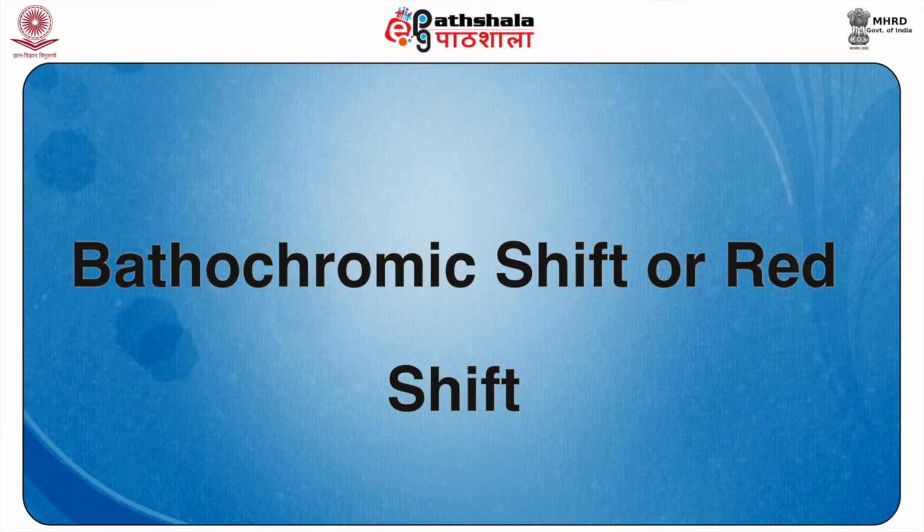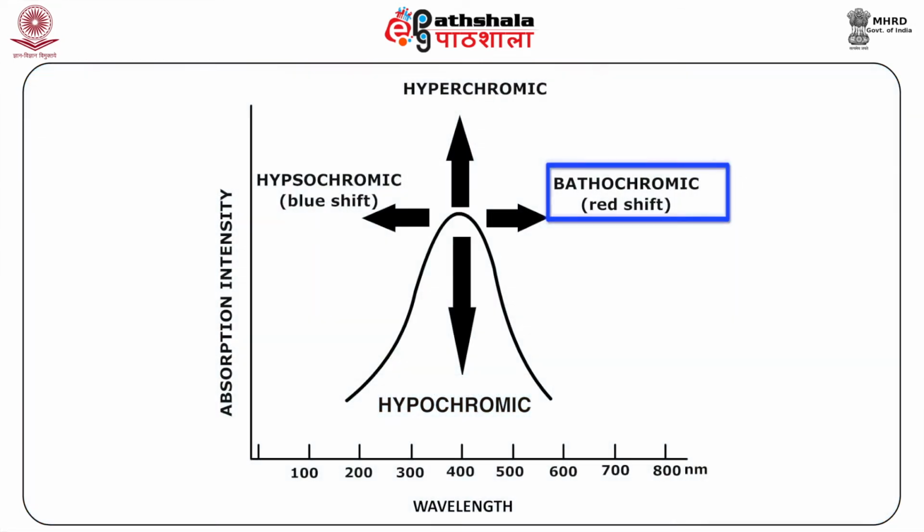Now, coming on to the bathochromic shift or the red shift, as we know, the shift of an absorption maximum towards longer wavelengths or lower energy is called bathochromic shift. It may be produced due to the presence of an auxochrome or change in solvent polarity. Because the red color has a longer wavelength than the other colors in the visible spectrum, this effect is also termed as the red shift.